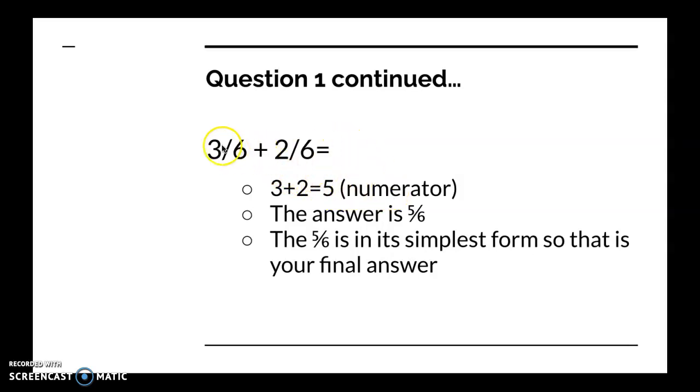Because all we need to do is take the numbers that we added, 3 and 2, and remember that those are the numerator. So our 5 that we got from that is going to be our numerator. So we're going to put 5 over 6. Okay, now we need to ask ourselves, is 5 over 6 in its simplest form? And if you look at it, yes, it is in the simplest form.